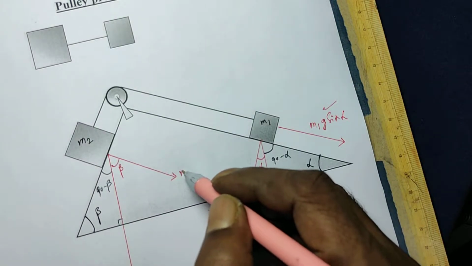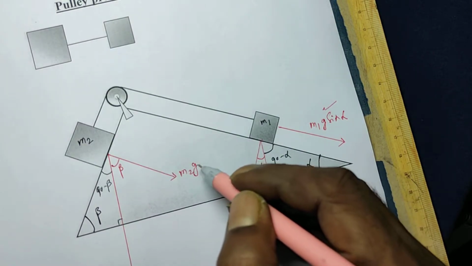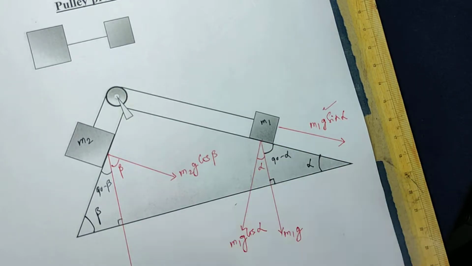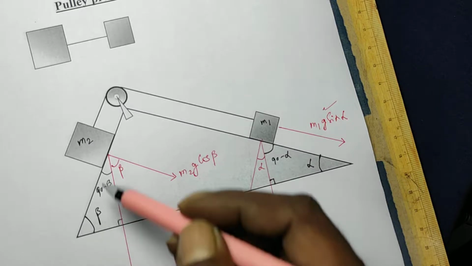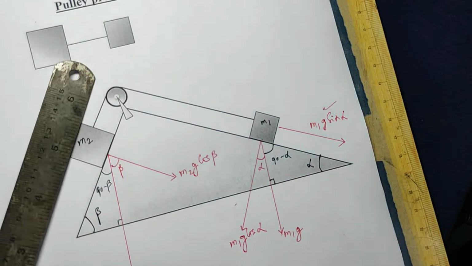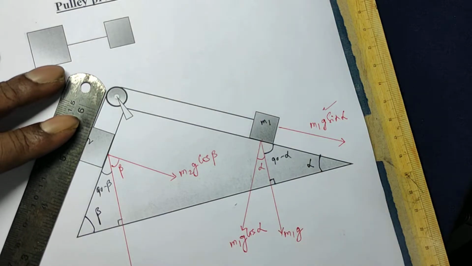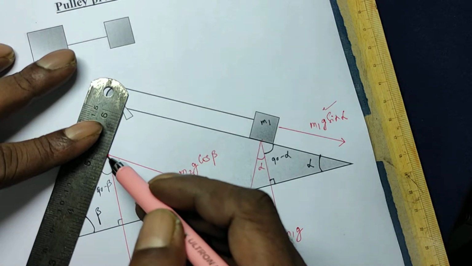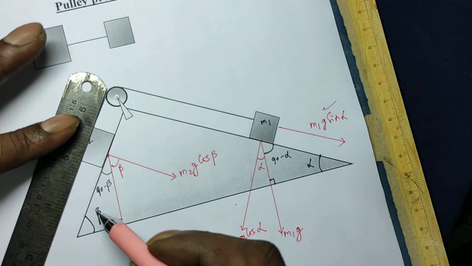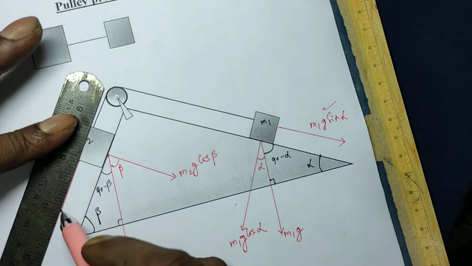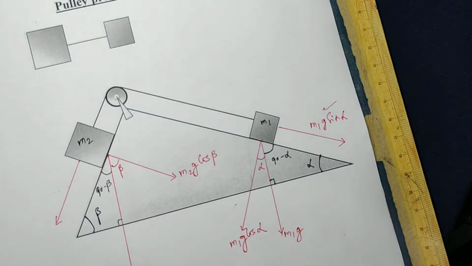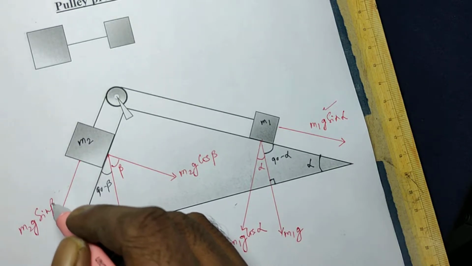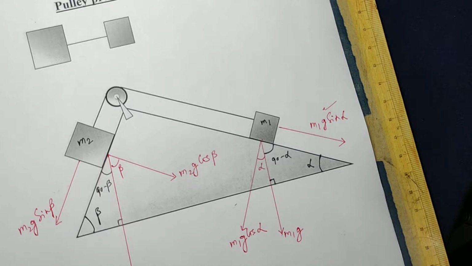So this will be M2 times g cos beta, and M2 times g sin beta will be along the inclined plane acting downward. So let me show it here. I can show it here, but since a vector can be shifted parallelly, let me show it here. So this is equal to your M2 times g sin of beta.